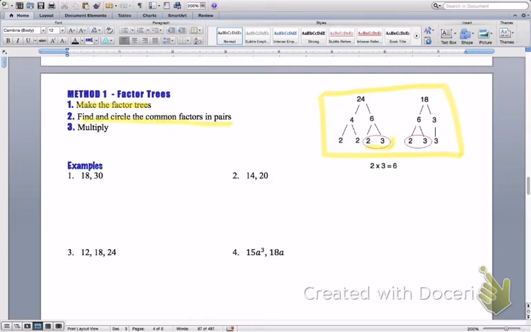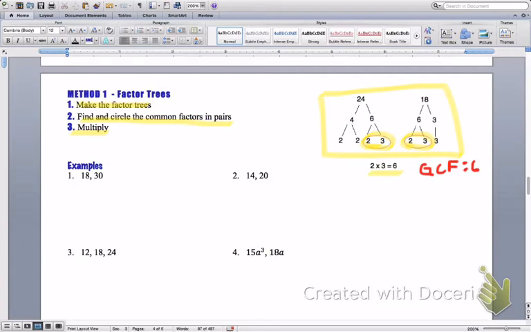In this case, you can see the 2 and the 3. They both have both a 2 and a 3 as a common factor. And then you just go ahead and multiply those numbers. So that tells us here that our GCF is 6. So I'm going to write this down. GCF here is 6. So let's go ahead and do some examples on our own where we create the factor trees, we circle the common factors, and then we identify the GCF.